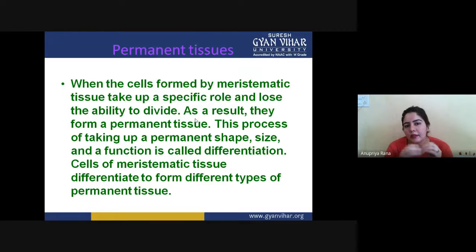So basically, if we are talking about meristematic tissue, they are all the same kind of tissue. But when they are led by the process of differentiation, not division, they can be chosen to have a different shape, different size, and different function.